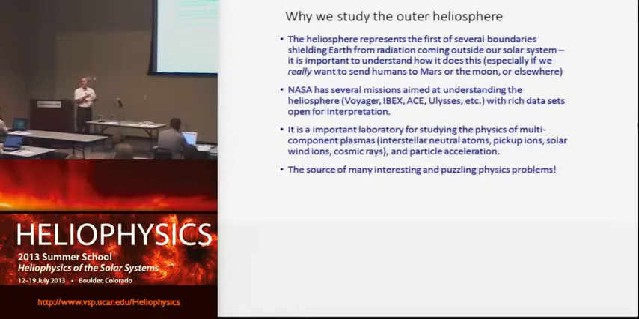ACE sits at L1, the Lagrange point between the Earth and the Sun, and it measures primarily the composition of cosmic rays and solar energetic particles, plasma, fields and so on. Ulysses was mentioned yesterday, I heard, and it's no longer working, but that was also aimed at studying the heliosphere. All of these are aimed at primarily understanding the heliosphere. Very rich data sets. Lots of PhD projects are still found in the data sets from these missions, and many, like any other NASA mission. It's also an important laboratory for studying multi-component plasmas.